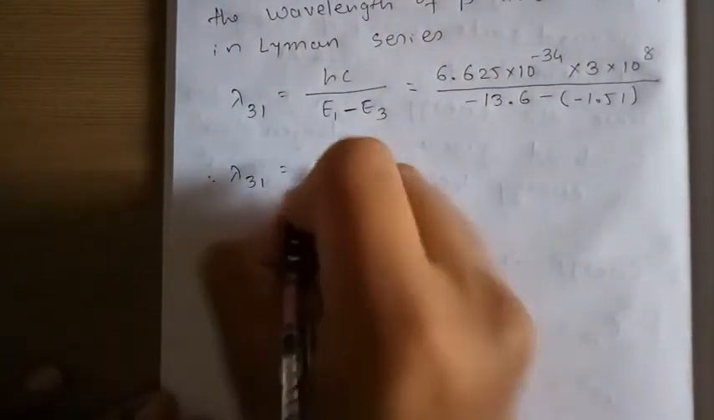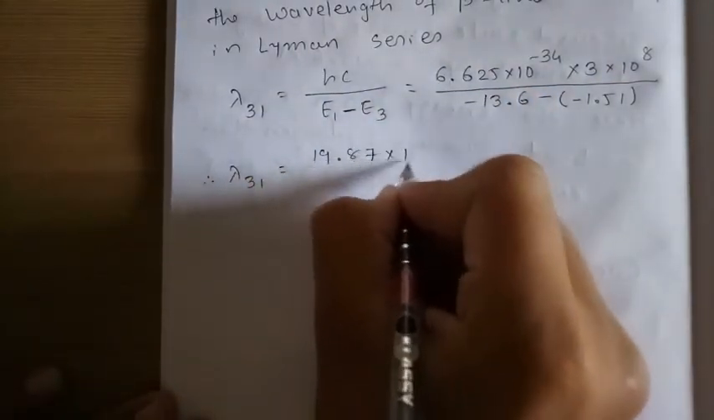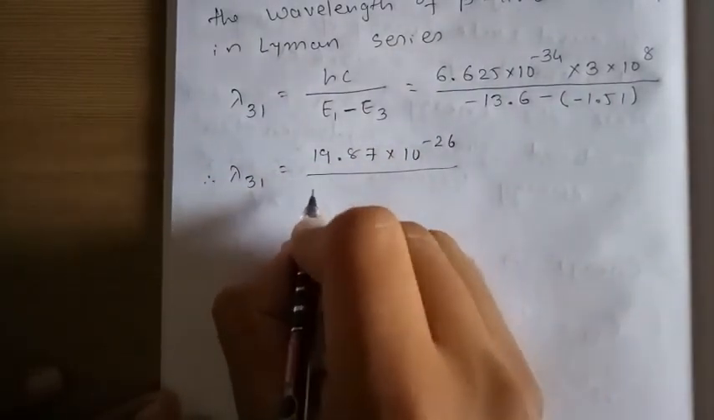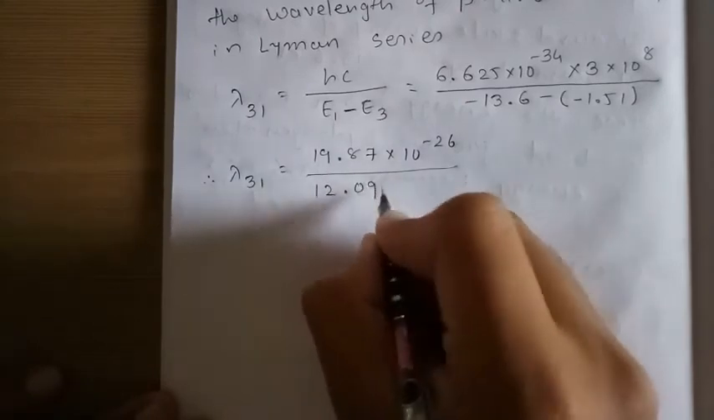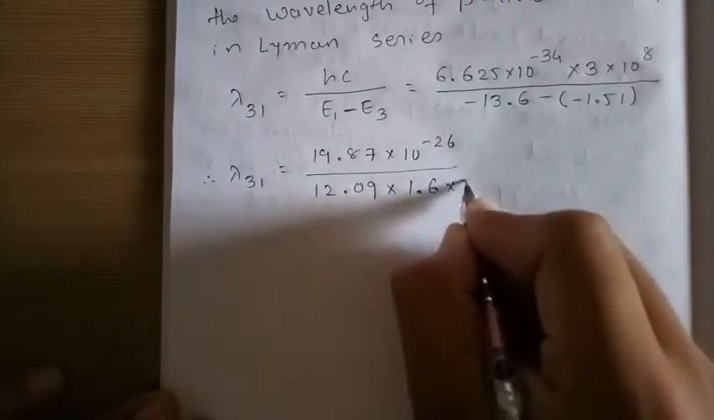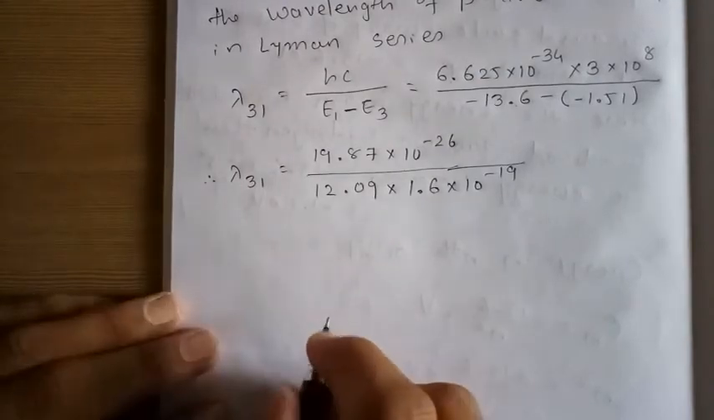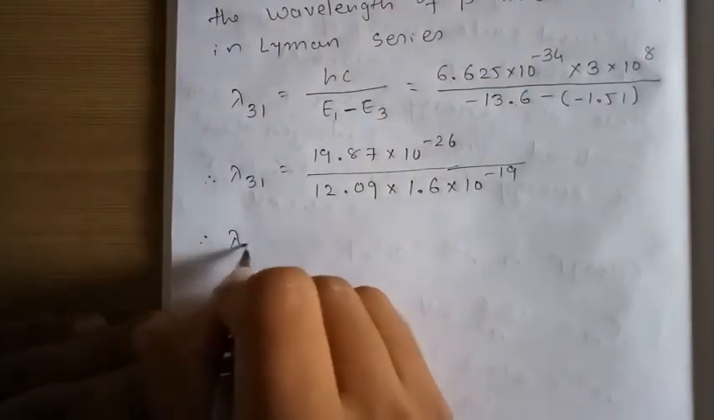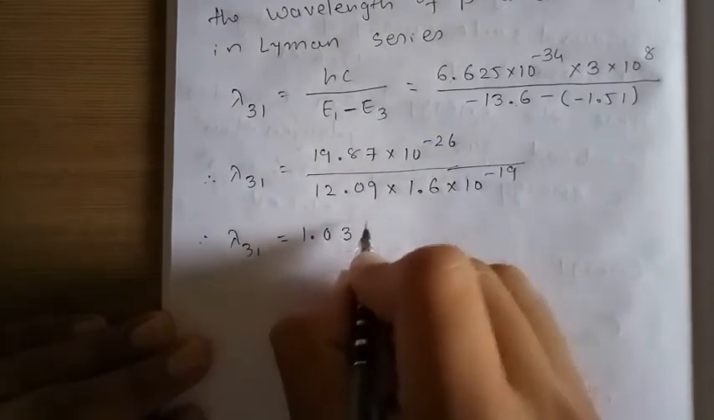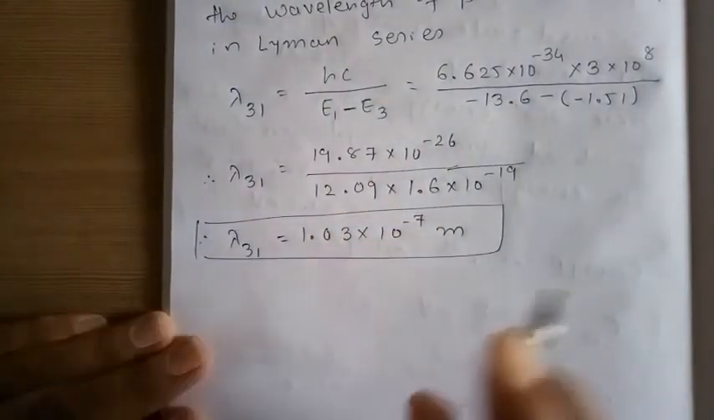So we get lambda 31 equals 19.87 into 10 raised to minus 26 divided by 12.09. Here this is in eV, we have to convert it into joule, so 1.6 into 10 raised to minus 19. So we get lambda 31 equals 1.03 into 10 raised to minus 7 meter.